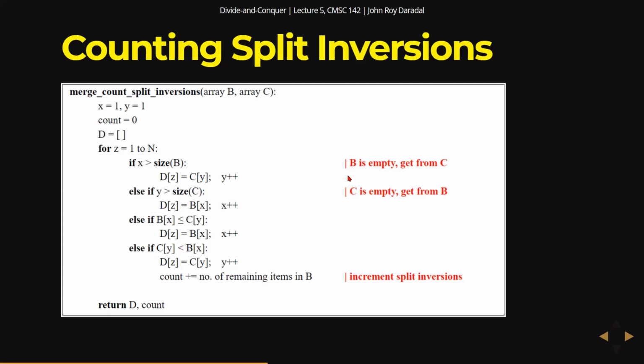And then if one side is already empty, then obviously you'll take from the other side because there's nothing to compare it to. However, if the item from the right array gets copied first, then you increment the count by the number of remaining items in B, or the left array. Okay, so that is how you count the split inversions.